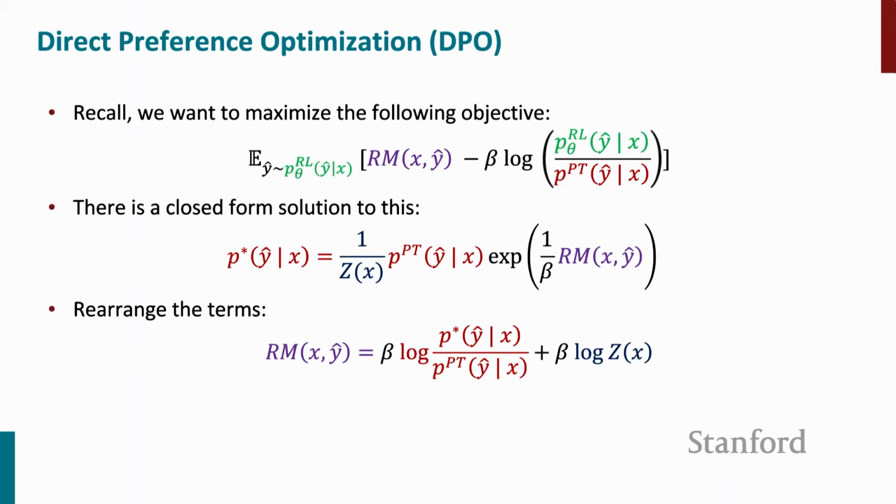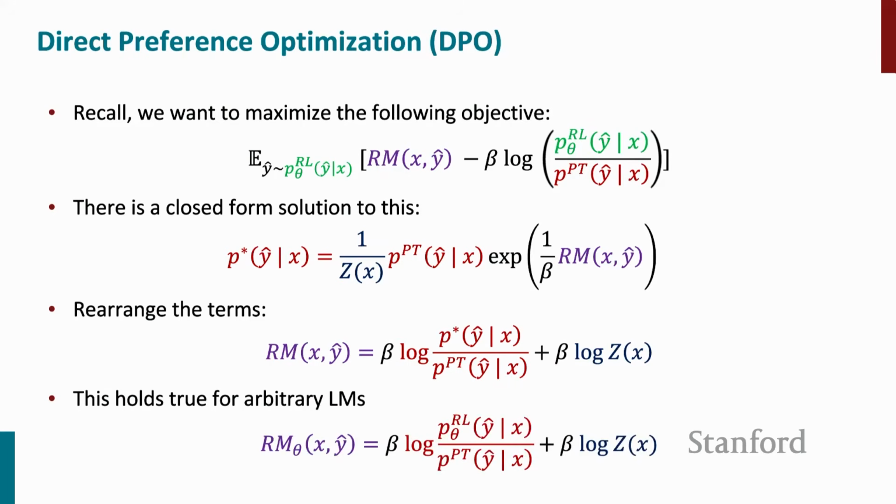And similarly, if a reward model assigns a poor score to y hat, our optimal policy will typically assign a low probability to y hat, and typically the beta log p star by p t will also be low. So the relationship makes sense, and we can ignore Z(x) for now. Cool.